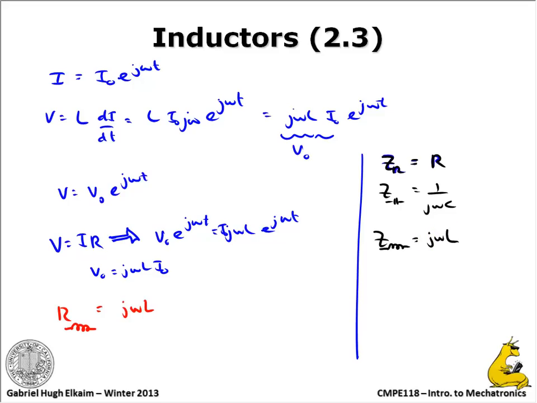Again, at zero frequency the inductor passes DC just fine. But as you get to higher frequency, this becomes a larger and larger resistor. So it's the exact opposite. Whereas the capacitor is an open circuit at DC and a short circuit at high frequency, the inductor is the opposite. It's a short circuit at DC and an open circuit at high frequency. And so we use them in a whole bunch of different places.